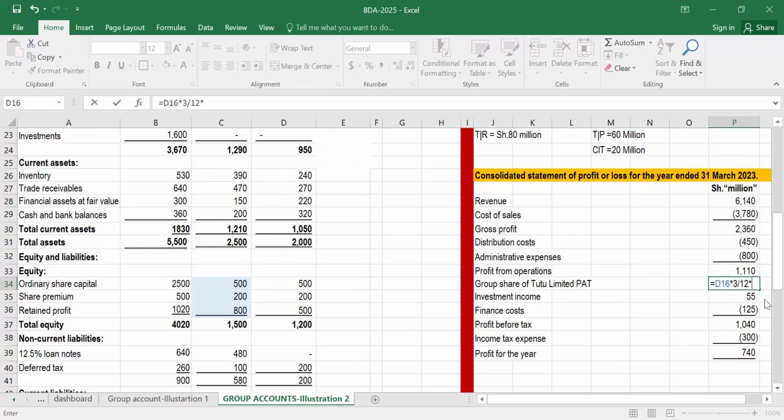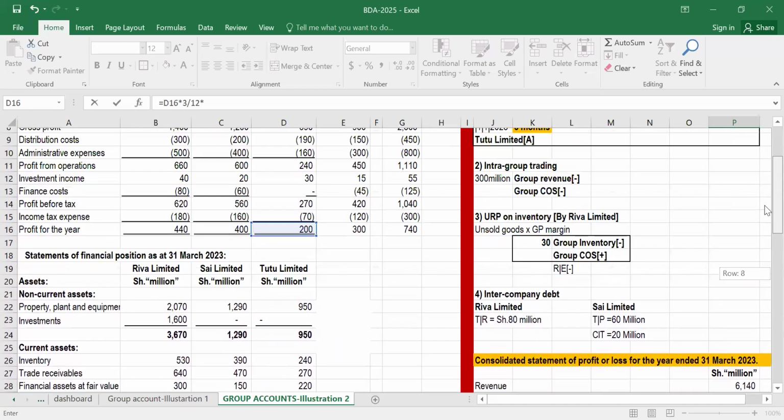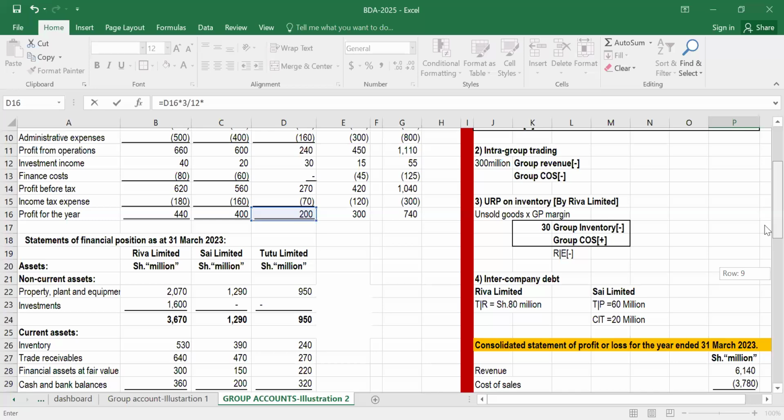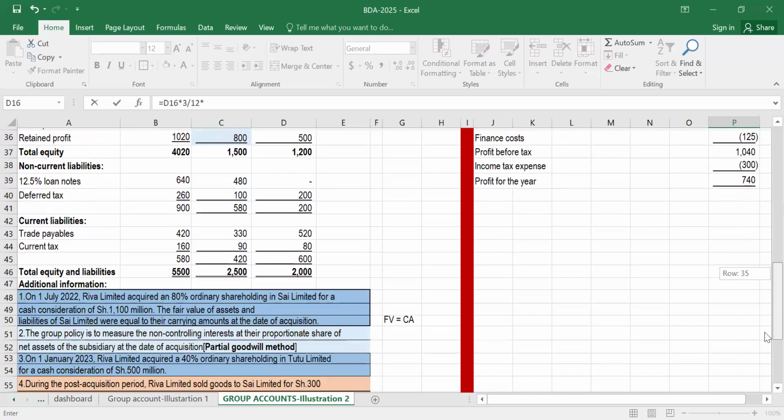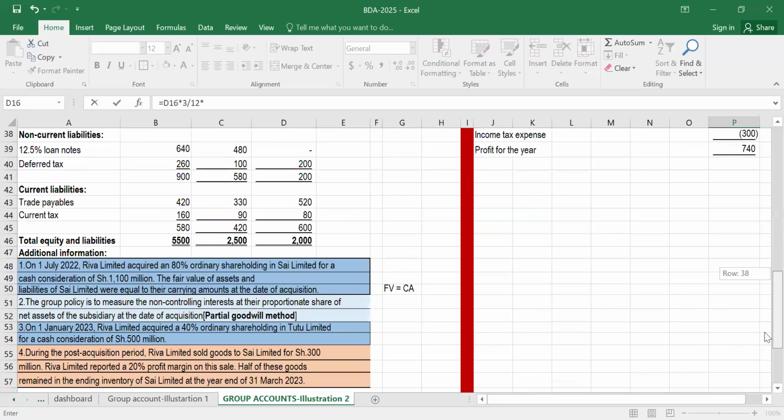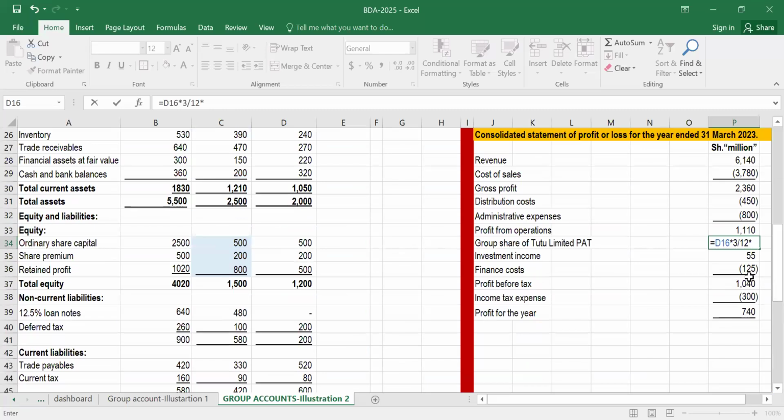The parent company share of this will be equal to 30%. Is it 30% or 40%? Should be 40%. It should be 40%, because the parent company acquired 40%. Yes, 40%. 40% of this one. Yes, so that now will give us 20. So which is now the group share of 2 limited profit after tax.